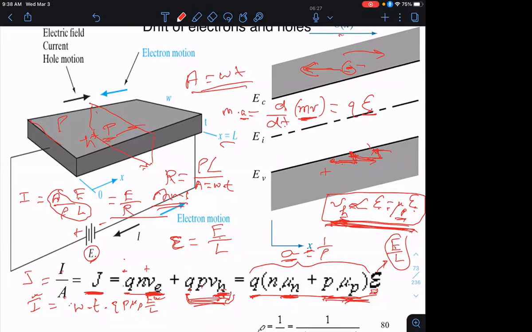Anyway, so as I was saying, if I apply electric field, Newton's law would have predicted that I would have a constant acceleration. The velocity would have kept increasing linearly with time. But instead, because the electrons and the holes periodically undergo collisions or scattering, instead of a constant acceleration, you end up with a constant velocity, the so-called drift velocity, okay?